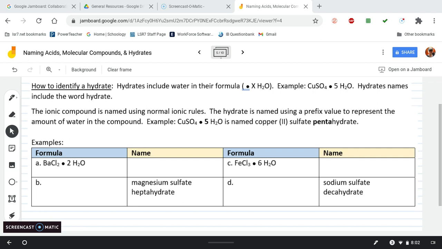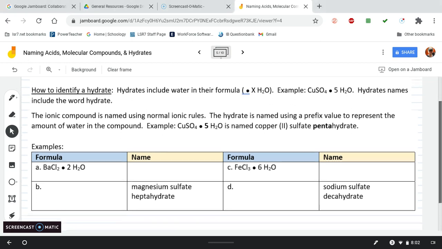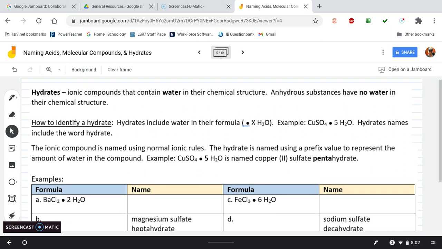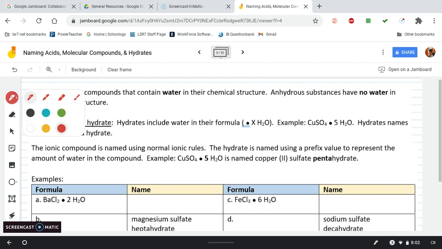Okay, so this is the last item. So we have 4 items that we have to juggle. Ionic, which is the first thing we did in class, very common. Acids, talked about those in the first video. Then molecular, second video, and last the hydrates. Okay, so the hydrates are just another variation of the standard ionic compound.